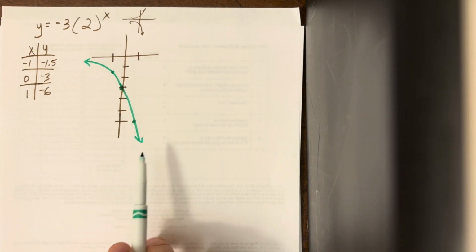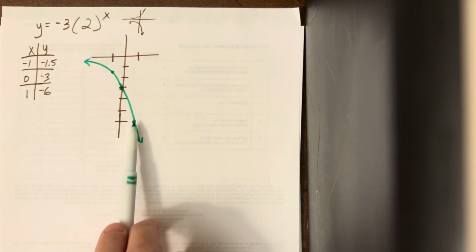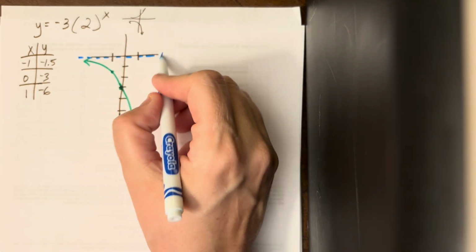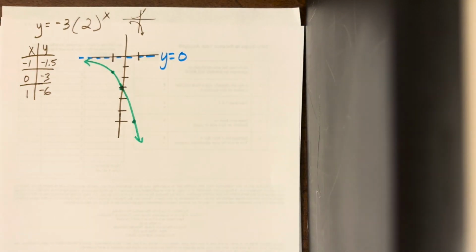Now remember, this should not be vertical because then it wouldn't be a function. So be very careful of that when you're graphing these things. This is y equals 0.